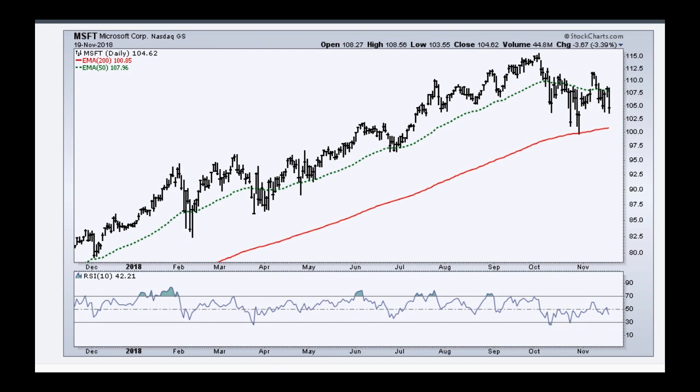Microsoft got hit and took the software group with it. You can see here, it looked like there was a breakout, kind of a little flag breakout, but this has failed. And this is what I mean by lowering expectations and lowering exposure, because in this kind of environment, you're going to get more failures and more whipsaws than you're going to get successful trades.